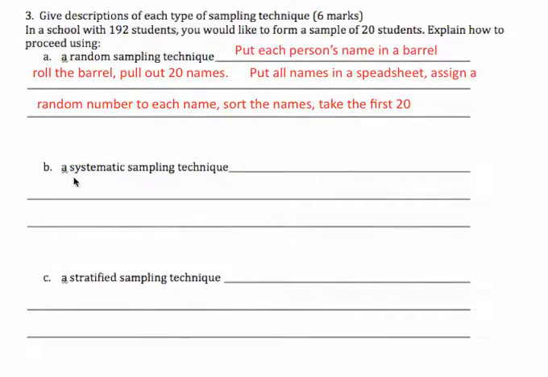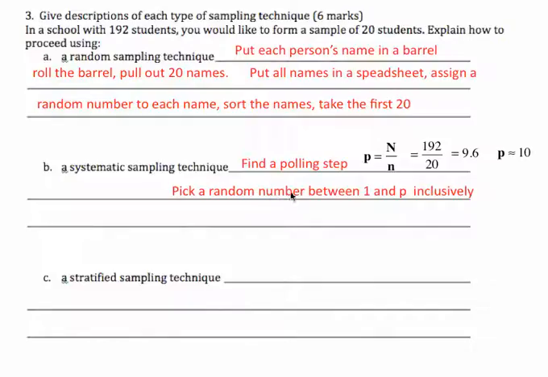B, a systematic sampling technique. First, you want to find the pole step, which is the population divided by the sample size. So 192 divided by 20 gives us 9.6. If we round that, you get 10. Then you have to pick a K: a random number between 1 and the pole step. So let's say we pick K is 4, then we take every pth person. If it was 10, we take every 10th person after 4.